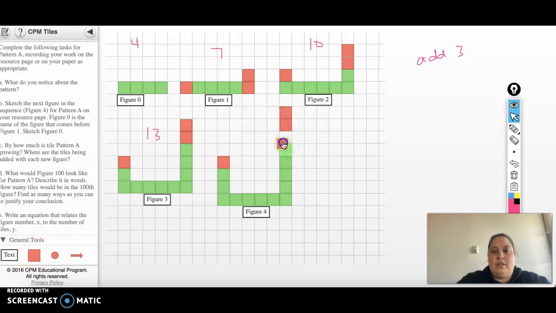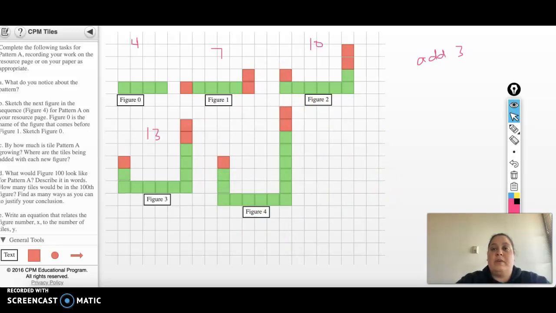let's change this color to green. And then let's just go ahead and copy that. There we go. And change the color. There we go. So now this is what figure 4 looks like.